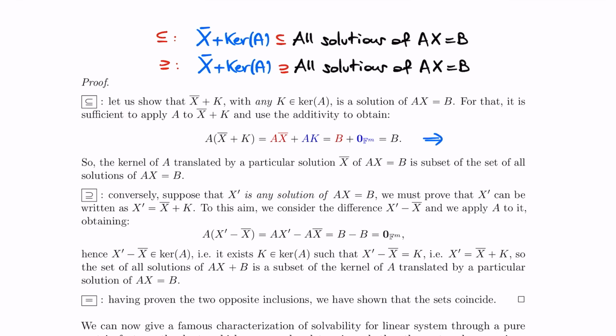Hence, look what we have. A applied to x bar plus k equals b for any k belonging to the kernel of A. So this is a solution of Ax equals b.